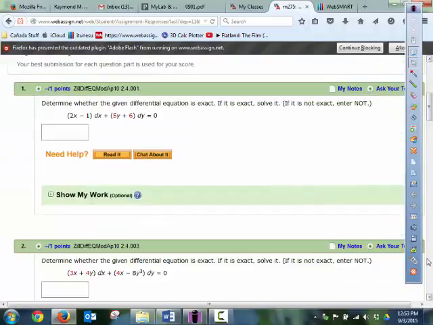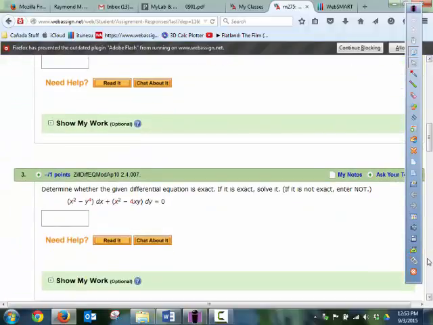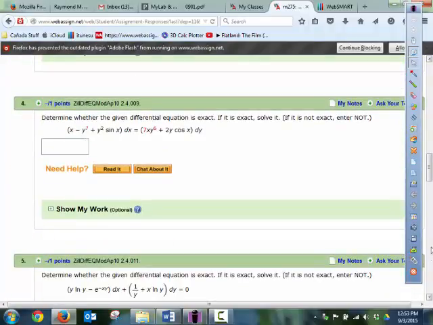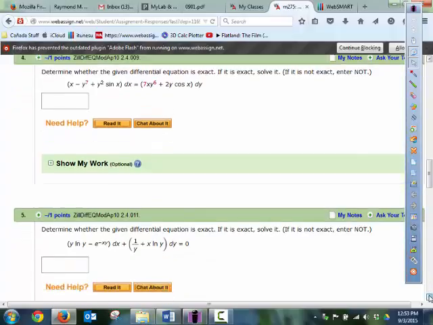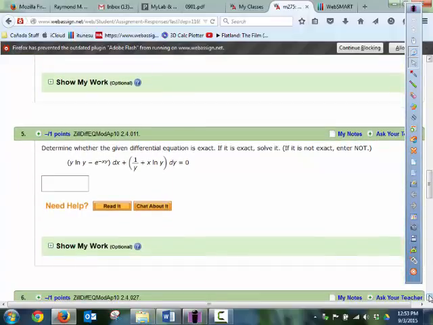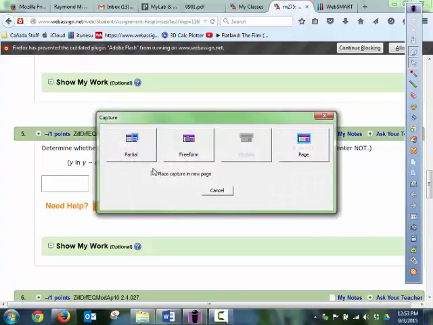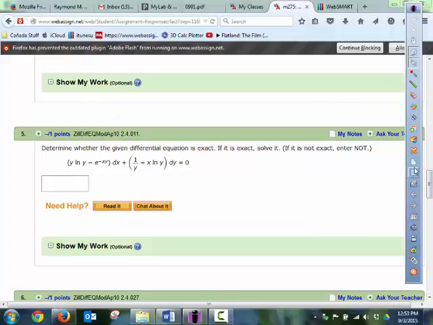So hopefully we can do these problems. Let's see. Number 5. Just going for it, aren't you? All right, we have to see if it's exact. And if it's an exact differential equation, then we can solve for it using the technique that we haven't really seen yet.